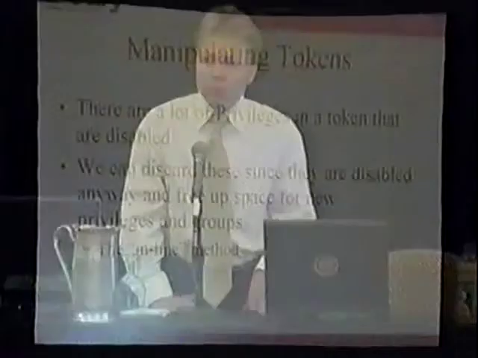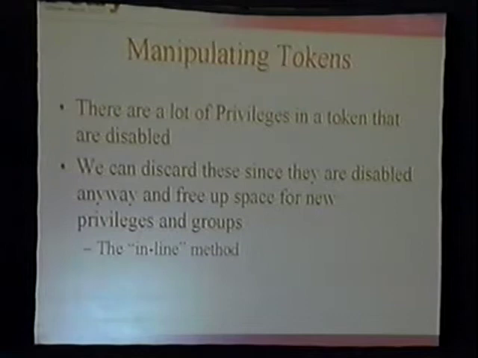So my approach was, there's a lot of privileges within a token that aren't really all that useful because they're marked as disabled by default. So if I'm not using the privilege, then why do I need it in my token? It's just taking up space. So I'll discard all these privileges that I'm not using to make room for the SIDs or the new privileges I want to add.